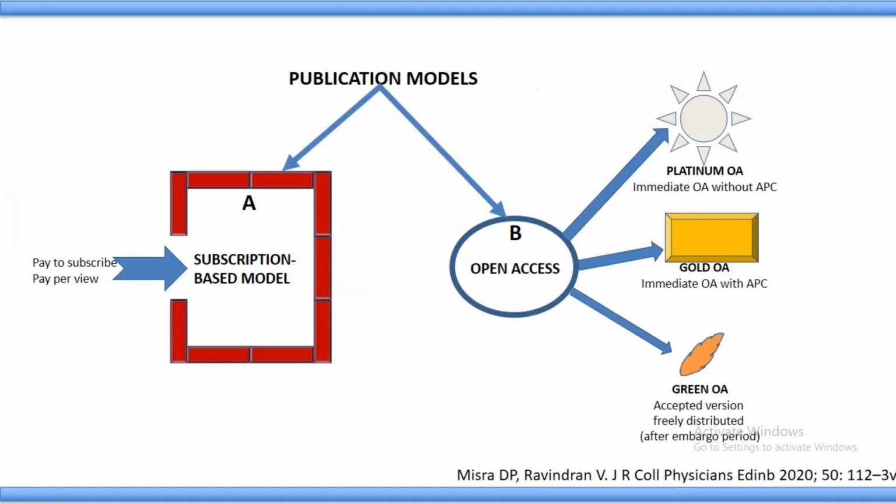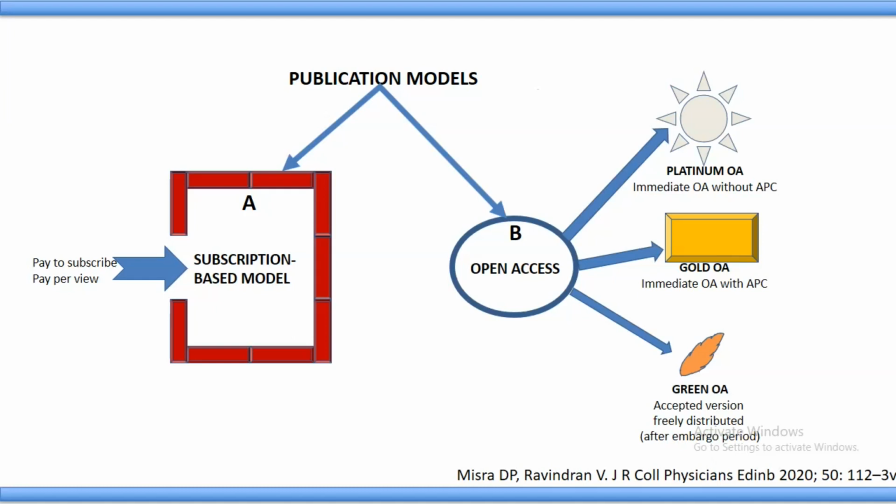Before we go further, one must understand that broadly there are two scientific publishing models. One is a subscription-based model, wherein you subscribe to journals or pay to view an article, and those who do not subscribe cannot access the article. The second is open access, which is now coming out in a big way, which means that these articles are available for use by anybody and everybody. They don't have to pay for it.